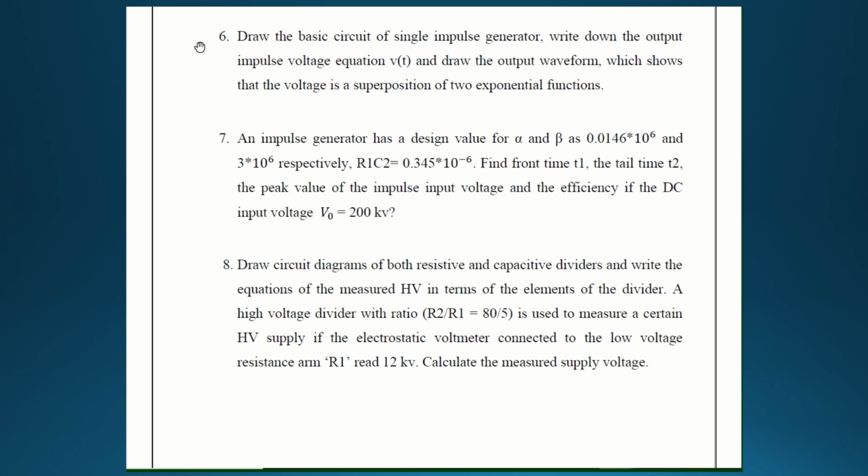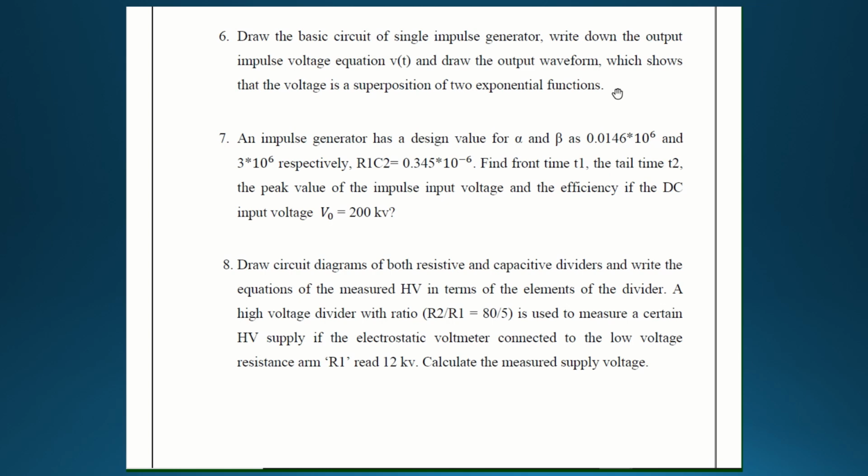In this question, he asked us to draw the basic circuit of a single impulse generator. Then he asked us to write down the output impulse voltage equation, so he wants us to write the formula. After that, he wants us to draw the output waveform, which shows that the voltage is a superposition of two exponential functions. This is almost a theory part, so inshallah I will try to explain it, and after you attend the lecture with the doctor on the theory part, you will have full knowledge about this question.